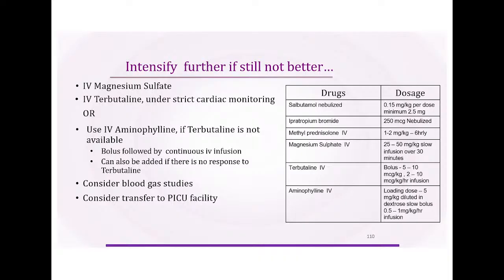So, these are the drugs: salbutamol nebulization dose is 0.15 mg per kg per dose, but the minimum dose is 2.5 mg, that has to be remembered. Suppose any child with 4 kg has come in your OPD and you are trying to nebulize this child and you are giving 0.15, that is 0.6 mg only salbutamol, in the nebulizer chamber, at least 3 ml fluid must be there to generate vapor.